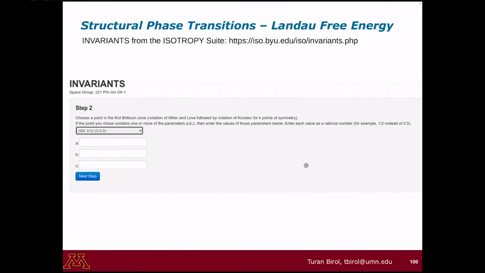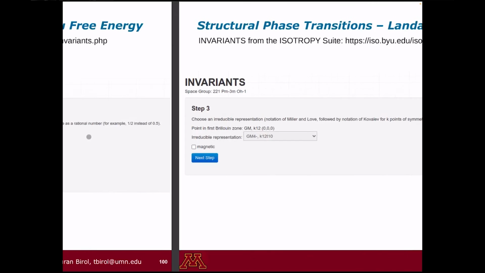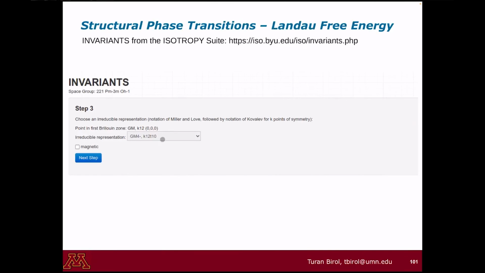There will be an example about that later on. You choose the K point of your representation. Our representation is at zero wave vector, at gamma. So I choose gamma here. Click next. I choose the irreducible representation itself. The representation is gamma 4 minus.